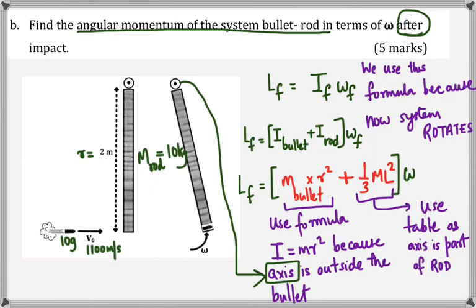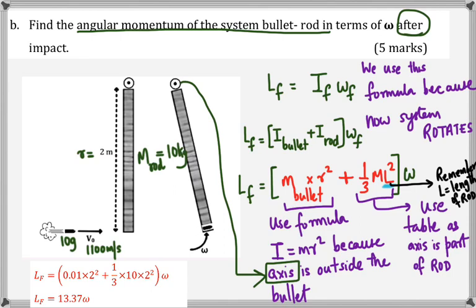And for the rod, we use 1 by 3 ml square, which we take from the table, as the axis is part of the rod. Do not forget, in 1 by 3 ml square, this L is the length of the rod. We can substitute the values. The mass of the bullet is 10 gram. You convert into kgs, so you'll get 0.01. r is 2, mass of the rod is 10, and the length of the rod is 2.